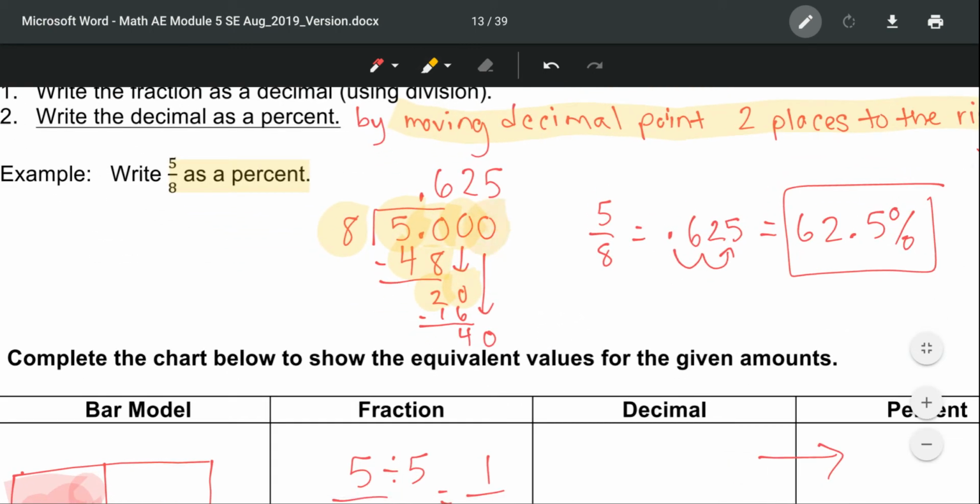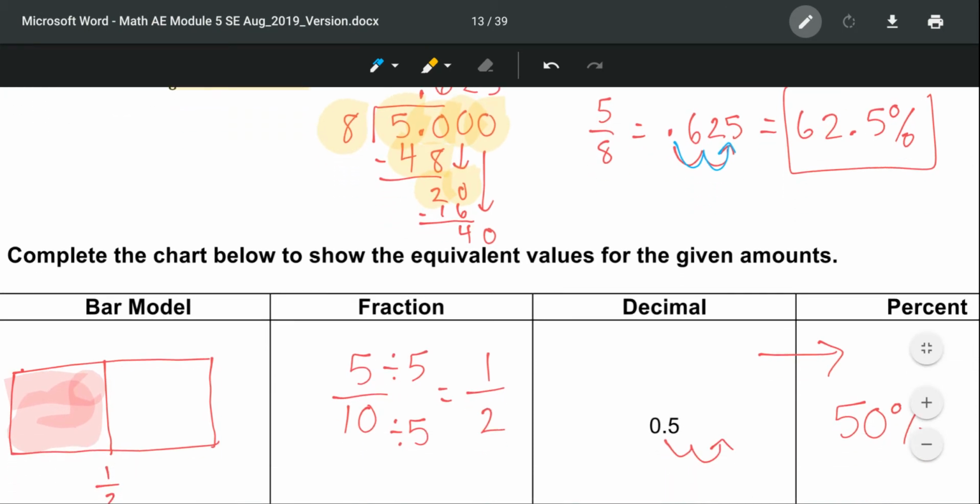you add another 0, you bring it down. And then 8 goes into 40 5 times. So you get 0.625. However, that's just a decimal. Now what you have to do is move the decimal point over 2 places to the right, and you get 62.5%.